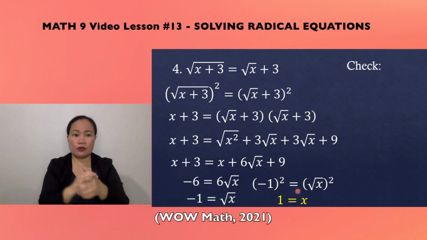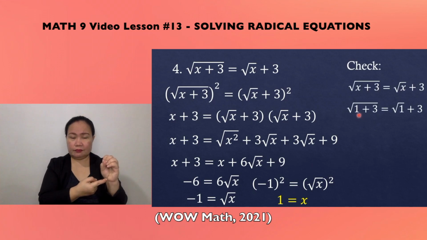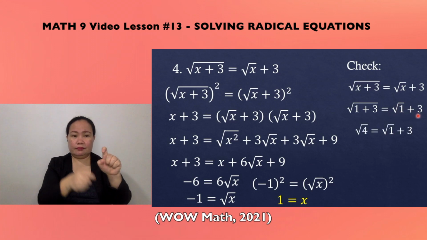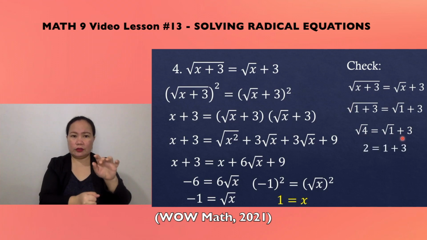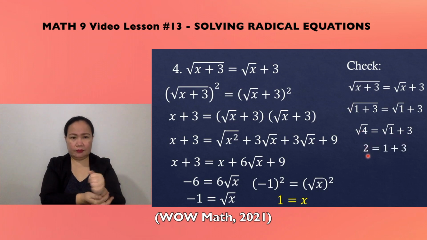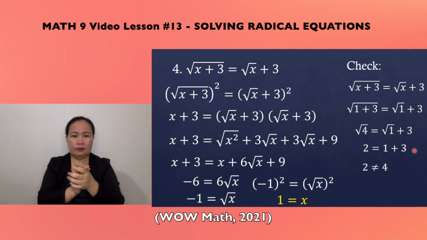So, let's check if the value of x we got is correct. Using the original equation, we just substitute. 1 plus 3 is equal to square root of 1 plus 3. So, 1 plus 3, that is 4. And square root of 1 plus 3, that is square root of 4, that is 2. Square root of 1, that is 1, plus 3. So, 2 is not equal to 4.